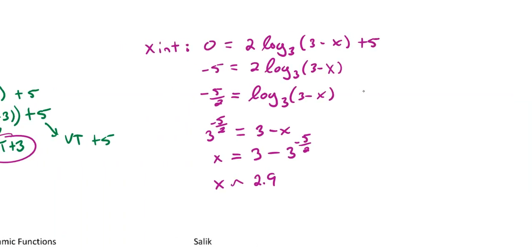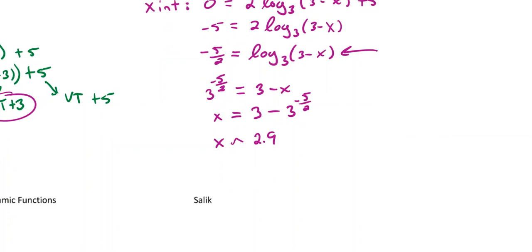Okay, so what we did, it was probably this step that's a little confusing. So we got everything over to one side, so negative 5 over 2. Is everyone good with that move? Yeah? Okay. And then at this point, we're just rewriting this in exponential form. So this was 3, right? 3 to the power of negative 5 over 2 gives us 3 minus x.